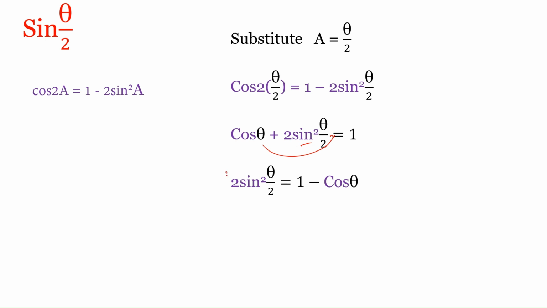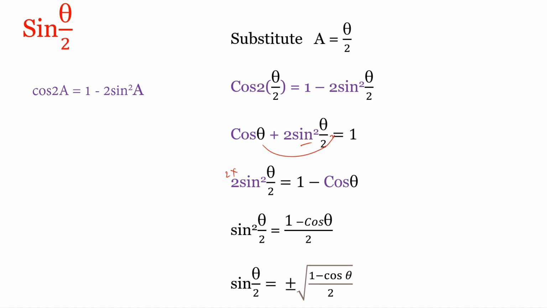Here this is 2 into sine square theta by 2. So when we transpose the 2 to the other side, it will become divided by 2. So sine square theta by 2 is equal to 1 minus cos theta by 2. We have to remove the square as well, so take square root on both sides. This gives the formula for sine theta by 2 equal to plus or minus root of 1 minus cos theta by 2. Both the numerator and denominator are under root. Now this is the formula for sine theta by 2.